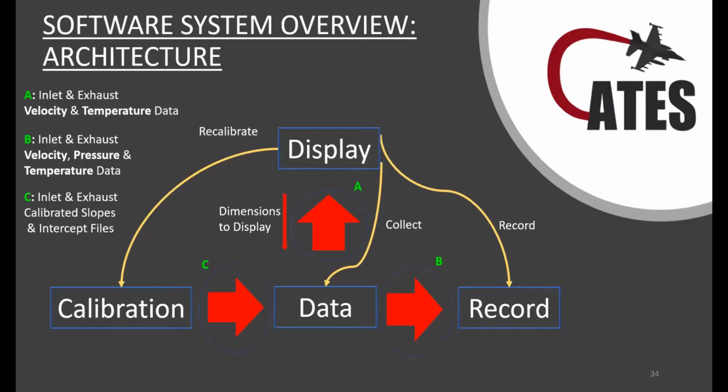The middle one, the data function, is the heart of the entire program. The data function collects the data and distributes it where it needs to go. It also manipulates any of the data, so the user can make sense of it.